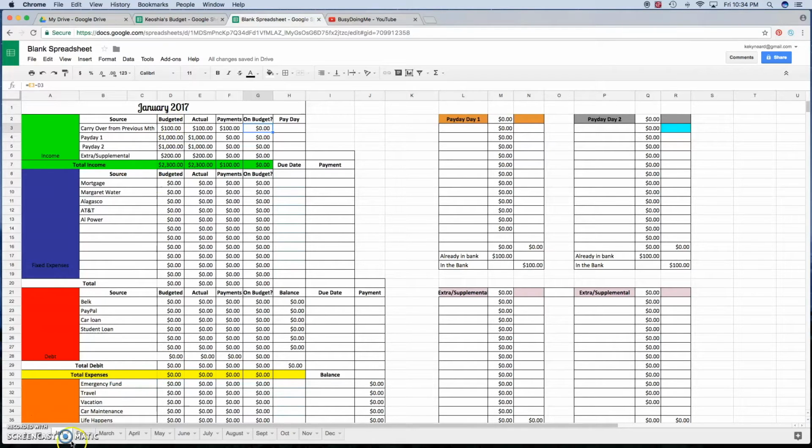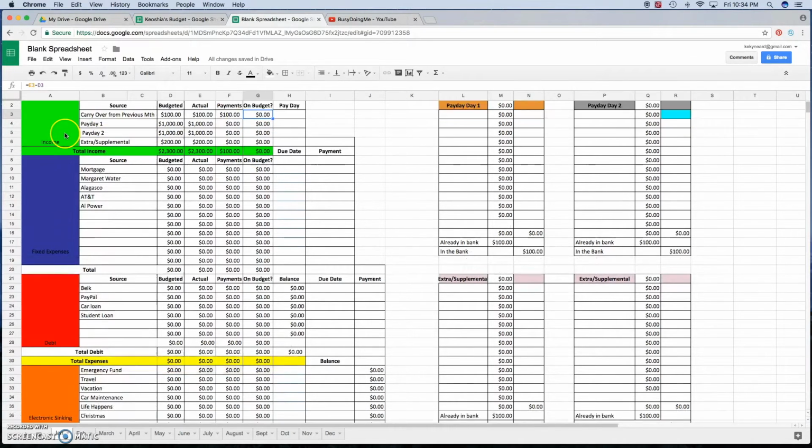So basically, I got tabs from January to December. So right now I have January 2017, but say that 2017 is over and you want to do it for 2018, you'll be able to make a copy of this sheet and use it in 2018 as well. Just change the date up there to January 2018. So let's start off with what we got up here.